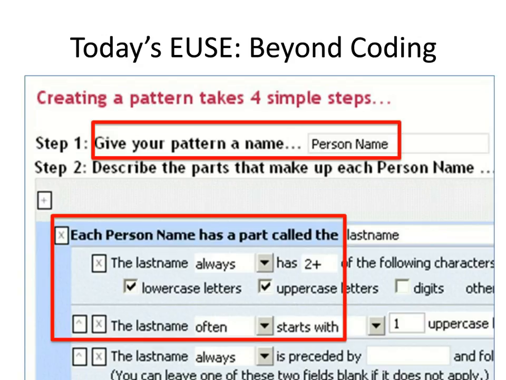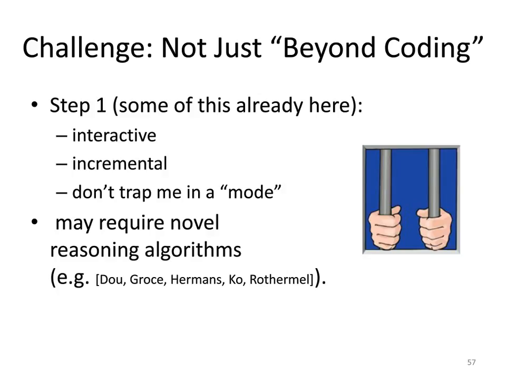So that's a great example of the kinds of things that we're on today. But for tomorrow, it would be great to get past this notion of just beyond coding. So there are two steps that we need to be able to get outside of that box. Step one, and some of this is already emerging, is that everything that we provide for end-user developers needs to be interactive, so they can do just a little, and incremental, so that just a little works really well, and not trapping them in some kind of mode, because end-user developers usually won't tolerate that.